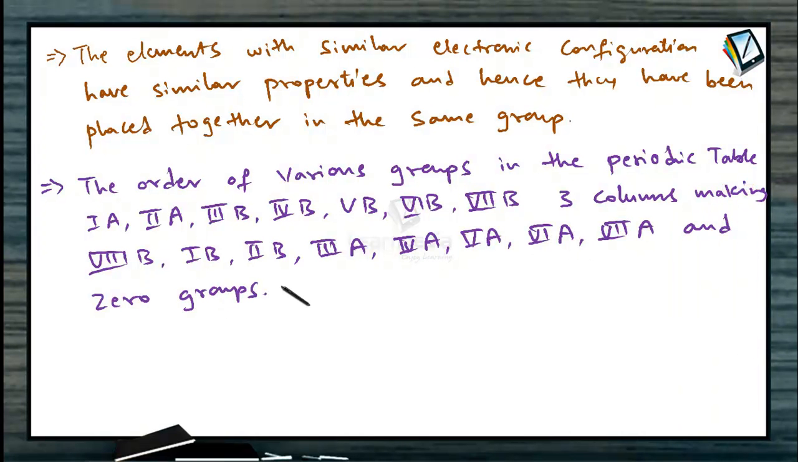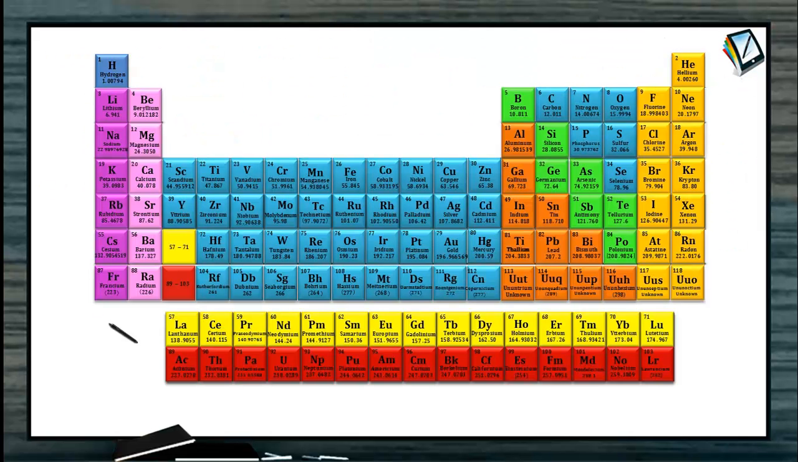Let us see directly on the periodic table. So these are the vertical columns 1, 2, 3, 4, 5, 6, 7, 8, 9, 10, 11, 12, 13, 14, 15, 16, 17 and 18. Now this is the numbering of the groups according to the IUPAC system.